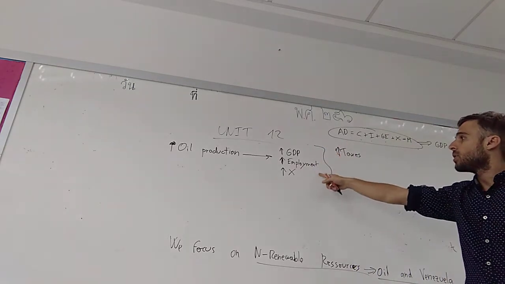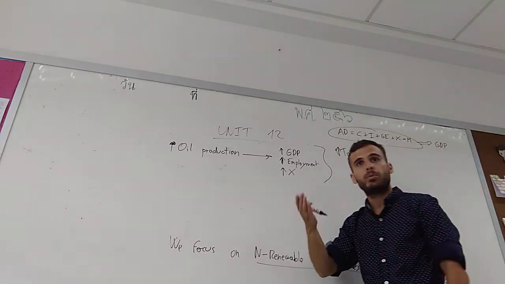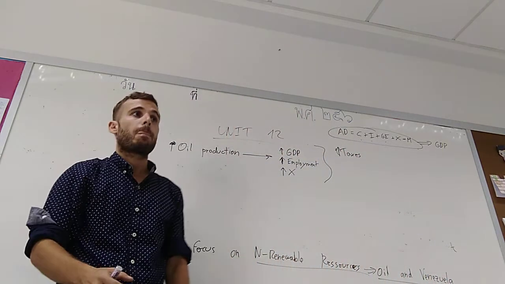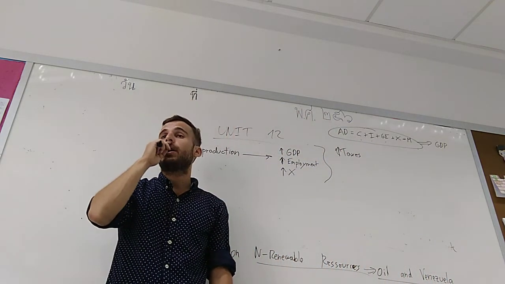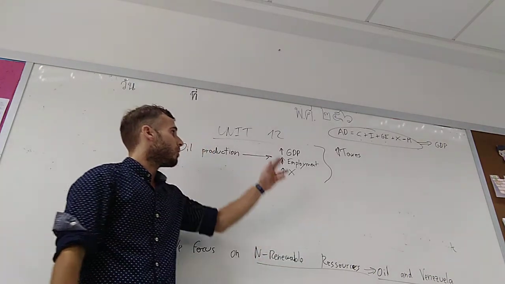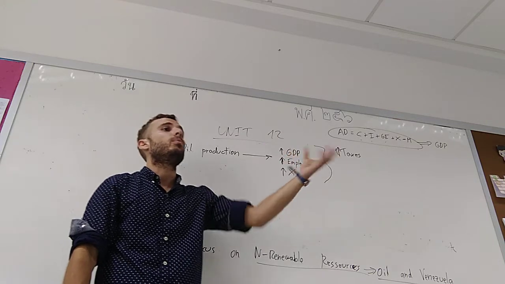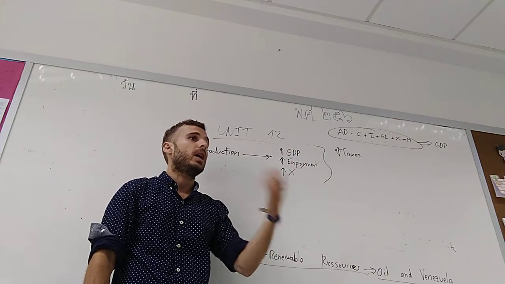Because when there is more employment, you pay taxes for your job, right? When you are working every month, you have to pay taxes to the government. So it's based on incomes. The taxes are based on incomes. So if there is an increase in incomes because there are more people working, of course there is going to be an increase of money taken by the government.